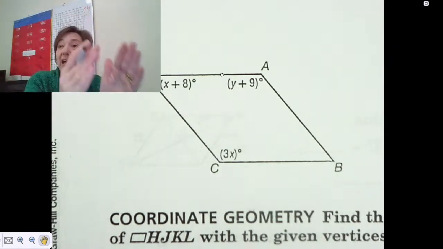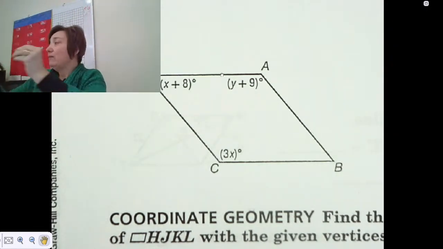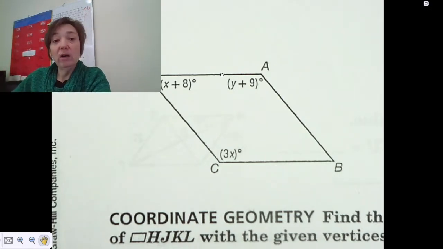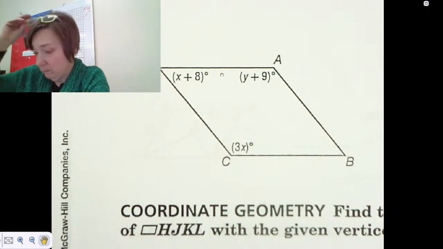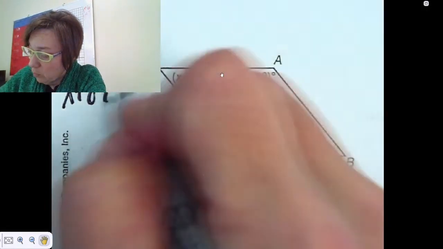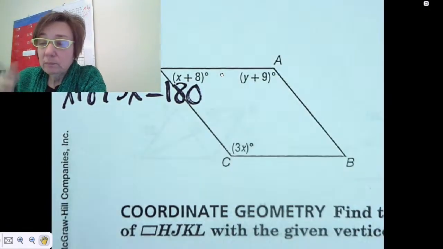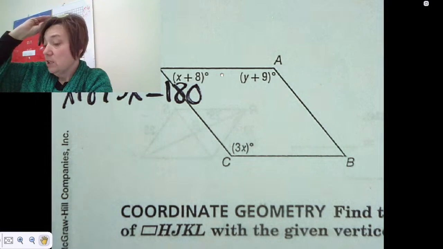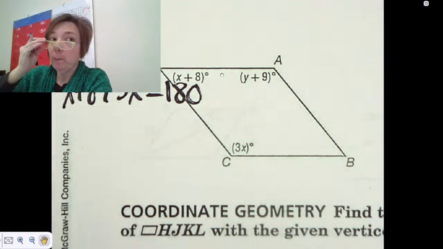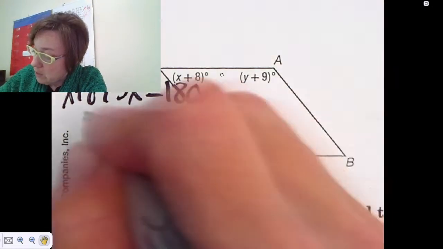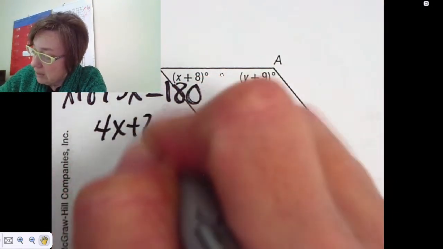So we write that equation. You don't have to set it up where they equal. You write the relationship that they are. So what is their relationship? Their relationship is x plus 8 plus 3x equals 180. And then we just solve that equation. So what do we do to solve it? Combine the like terms. So that's going to be 4x plus 8 equals 180.